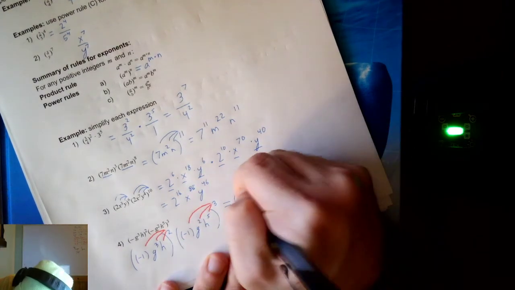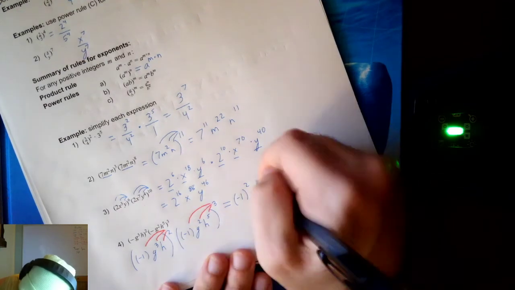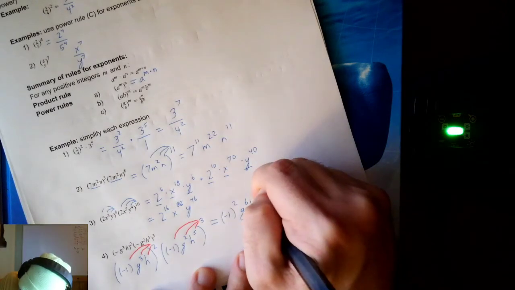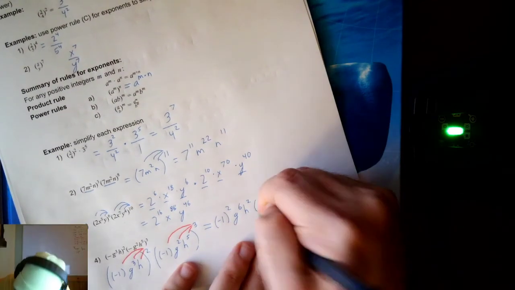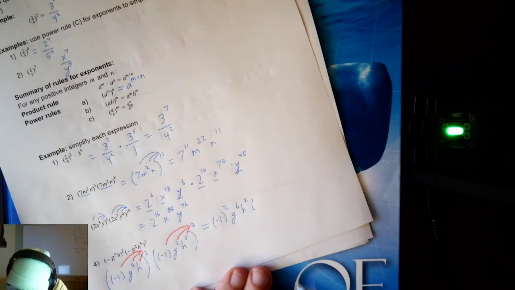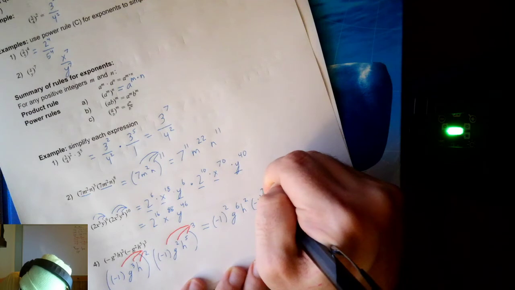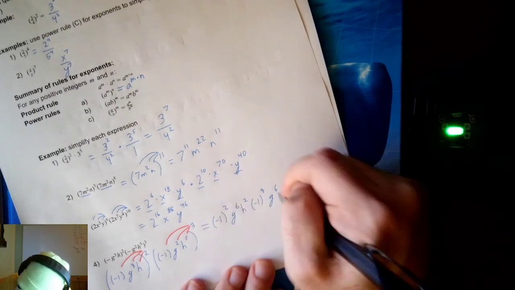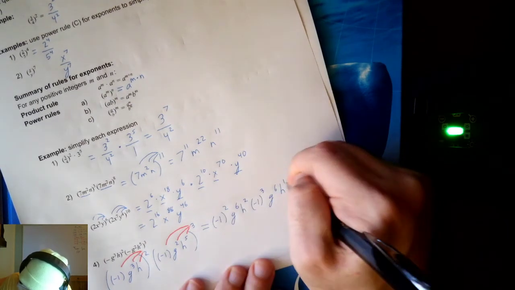Let's see. We have negative 1 to the 2. G to the 3 times 2 would give me g to the 6, right? That's one of the power rules, powers to powers. H squared, right? Because the h didn't have an exponent. And then we'll have, let's see, I'll just put parentheses because parentheses imply multiplication, right? Negative 1 to the 3rd. G to the 6 again. And h to the 15, right? 2 times 3 was 6, and 5 times 3 is 15.